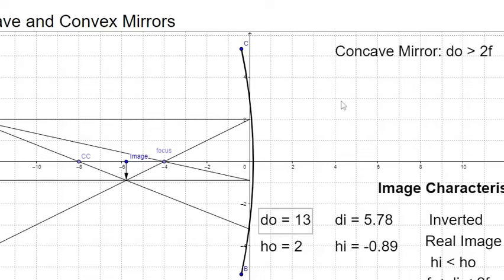Using the mirror equation and the magnification equation. Now I'm going to show you a simulation that you can play around with yourself. I have a link to the simulation in your folder for this unit. But I'm going to show you a simulation that helps you to see what's happening when you have an object a particular distance from a mirror.